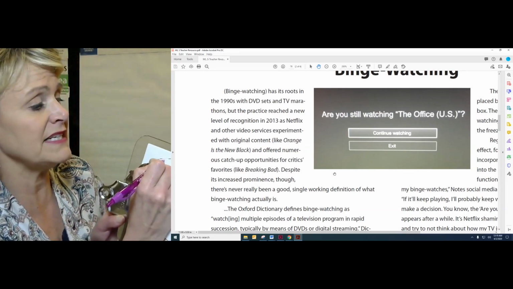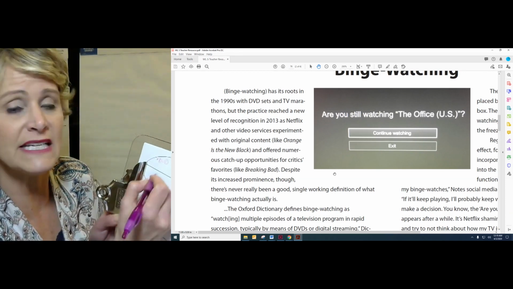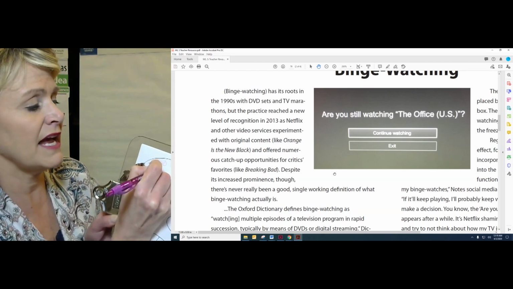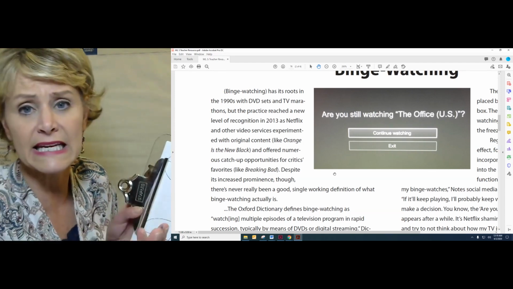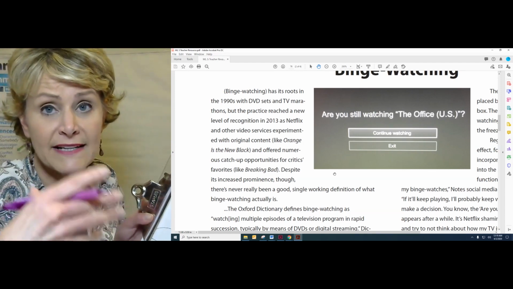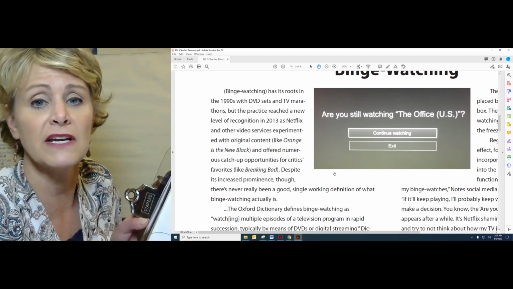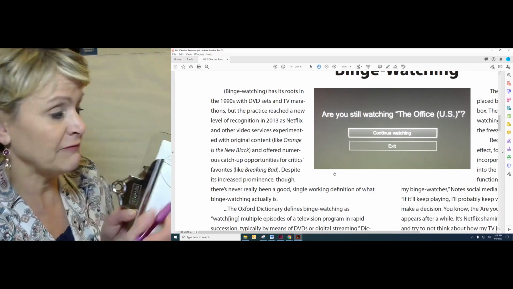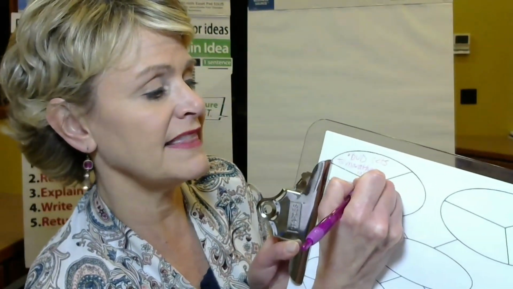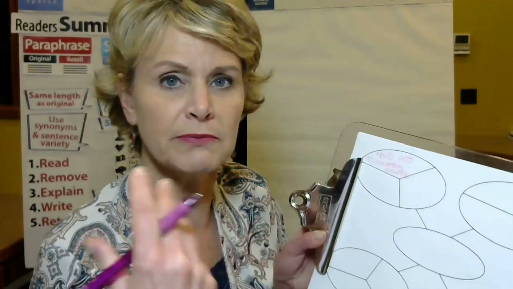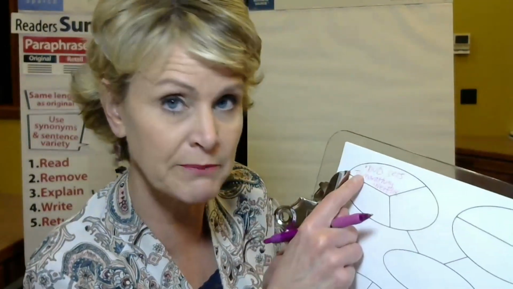And so I see DVD sets, so I'm going to write down DVD sets. I'm going to write down TV marathons, okay? Because those kind of are related. They're how we got started watching lots of shows in a row, right? Binging. Okay. Netflix, that was another one. These all go together because they're all types of multiple shows in a row. So that's why I'm putting them together in the same pie piece.